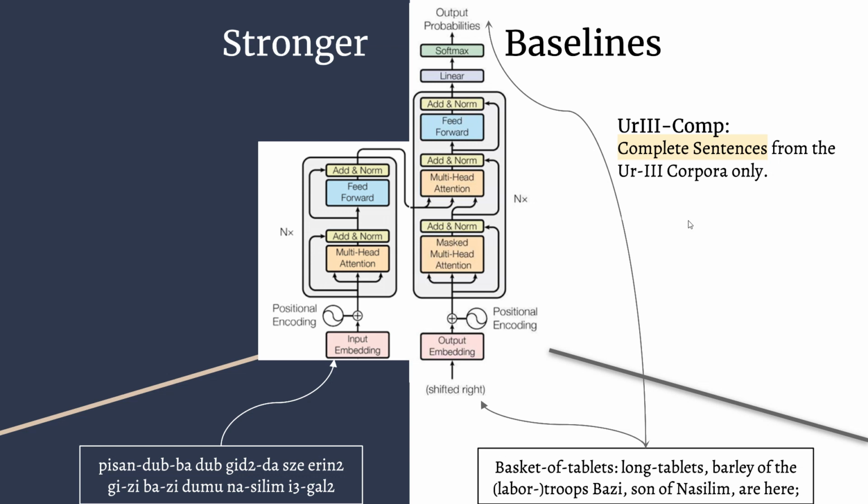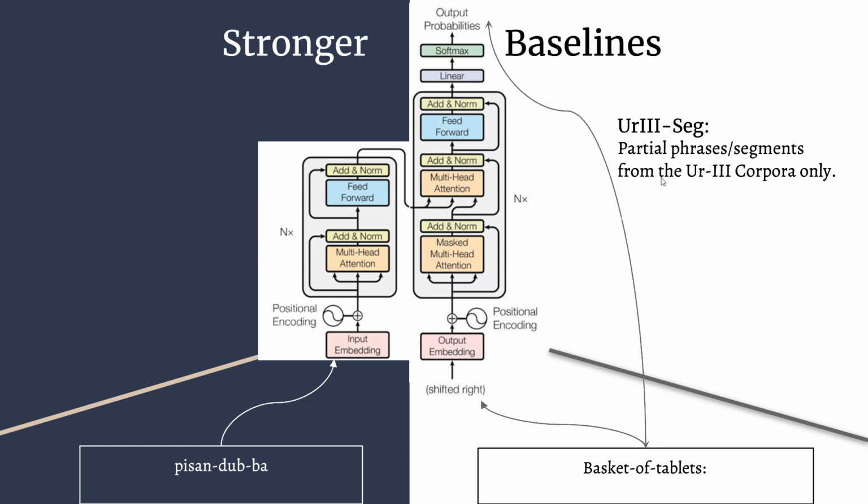This was one of the data configurations which we used. Another one, similar to what has been used in the past, is UR3 seg, which contains partial phrases and segments from the UR3 corpora. Again, only UR3 corpora, that is the in-domain data. So such partial phrases go into the model. I show only one example here, but obviously there are thousands of sentences used to train.